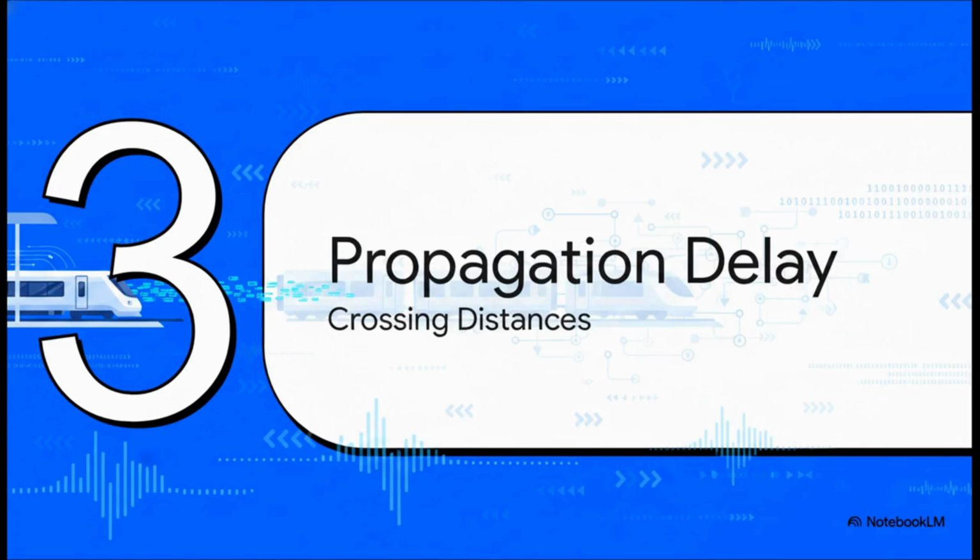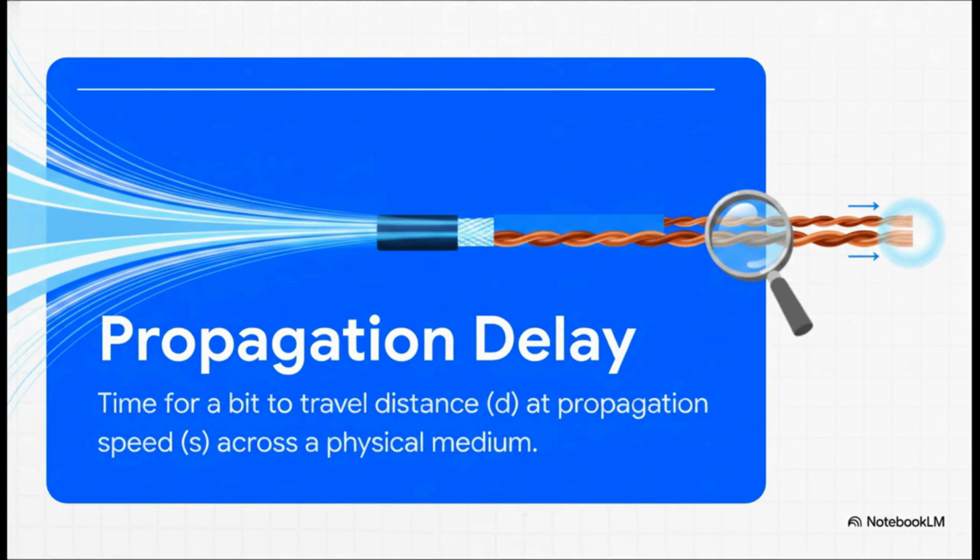Okay, section 3, propagation delay, or crossing distances. Because once that last train car leaves the station, what actually happens? Once those bits are fully on the wire, a completely different physical law takes over. We calculate propagation delay as D divided by S. D is the actual physical distance between router A and router B. S is the propagation speed of the link.